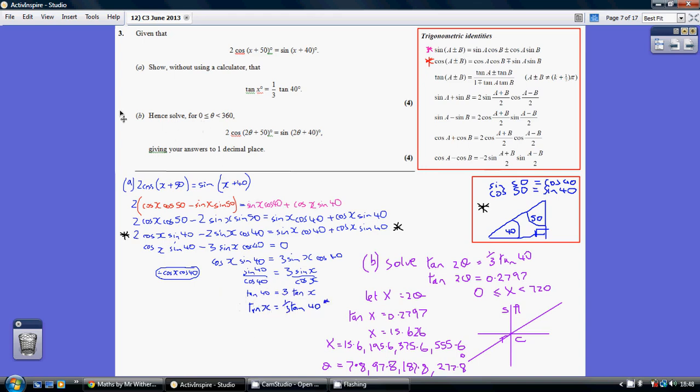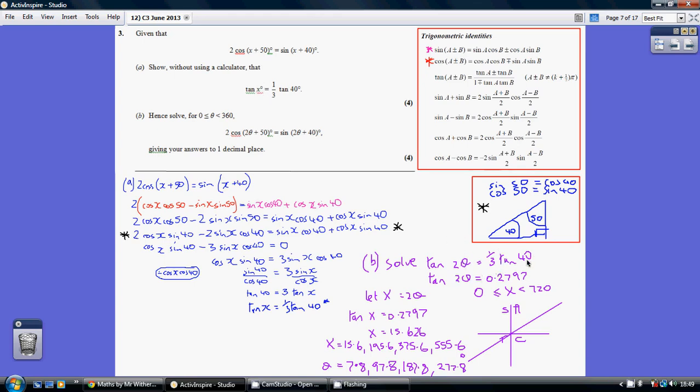Now for part B, hence we've been asked to solve this. As always with a hence question, you solve the equivalent. So we won't solve this within this range, we'll solve this within the same range. So we're solving tan 2 theta equals a third tan 40, because looking at this we can see that our 2 theta is our x. Here's our x, so our 2 theta is our x in here. So tan 2 theta equals a third tan 40.